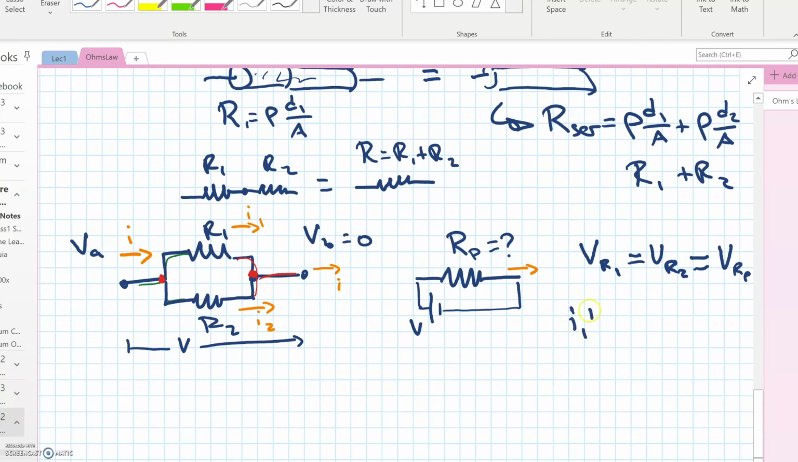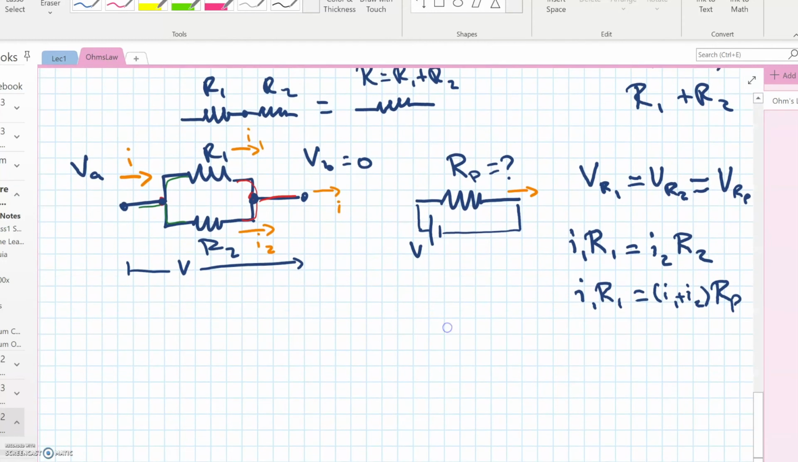We have I1 times R1 is equal to I2 times R2. The currents might be different. And we also have I1 R1 is equal to the total current, I1 plus I2, times our parallel resistor. All right. The total current is I1 plus I2. That's Kirchhoff's law for currents.